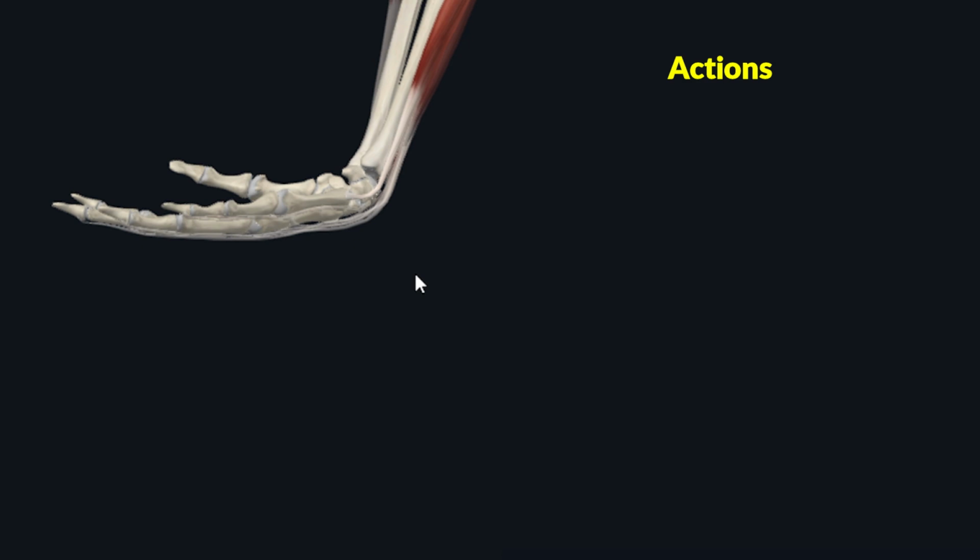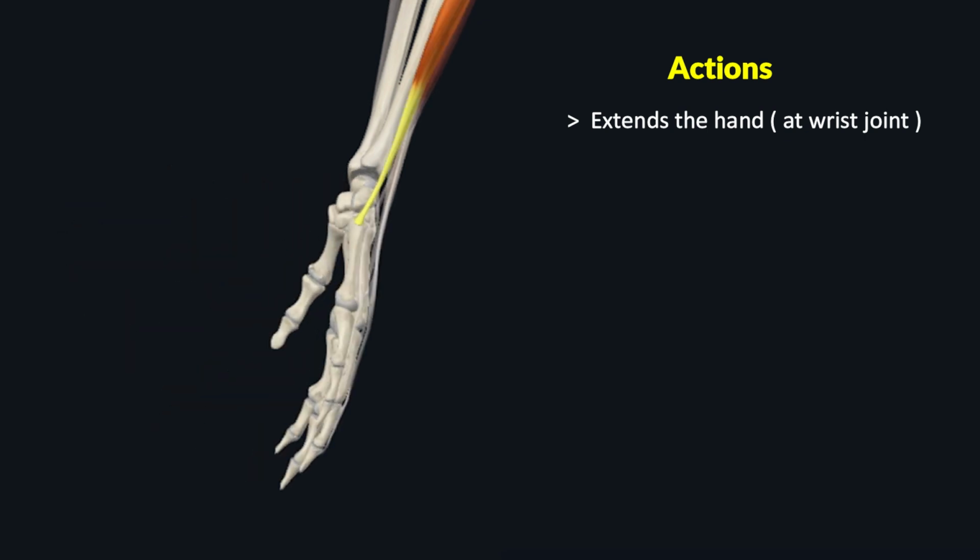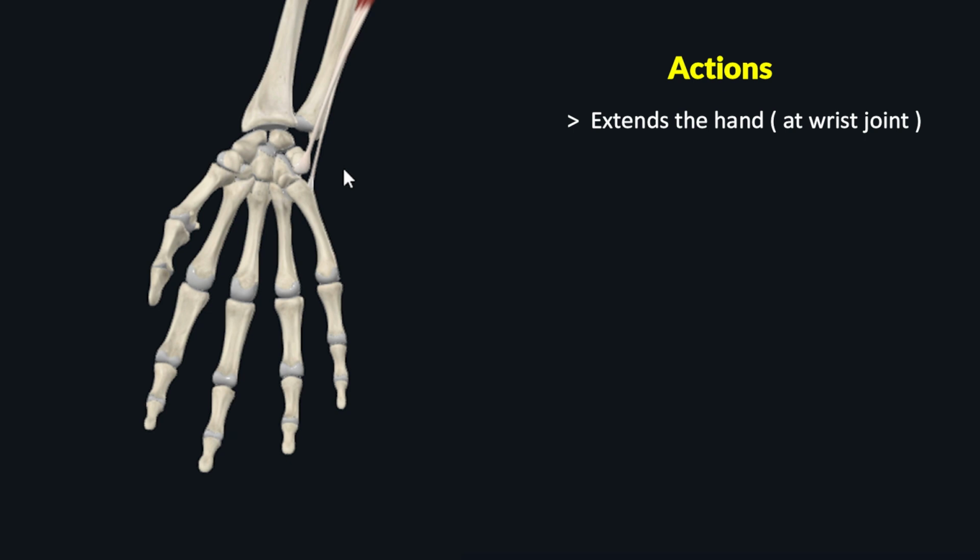So if we move towards the actions of this muscle, this muscle performs two important actions. The first action of this muscle is the extension of the hand at the wrist joint, and that action is obvious from the name of this muscle. As this muscle is an extensor, it extends the hand at the wrist joint. And the second action of this muscle is due to its insertion point. As the tendon of this muscle inserts onto the medial aspect of hand, it acts to adduct the hand at the wrist joint.